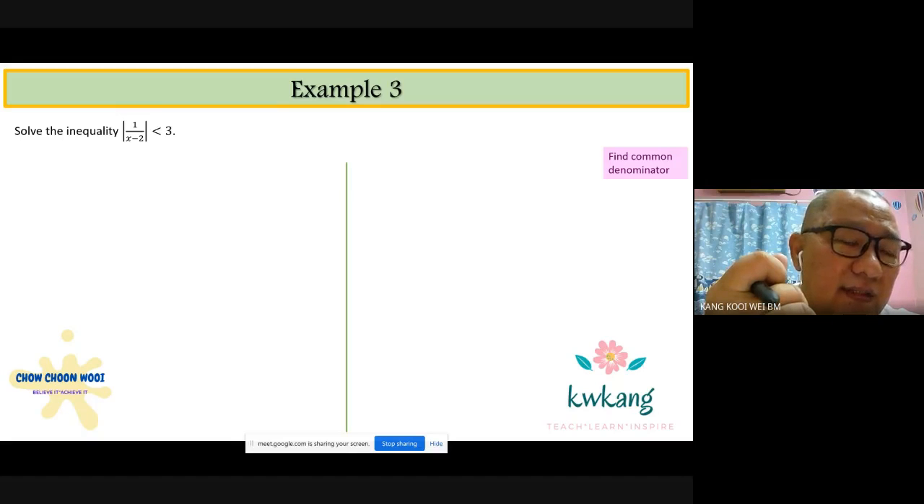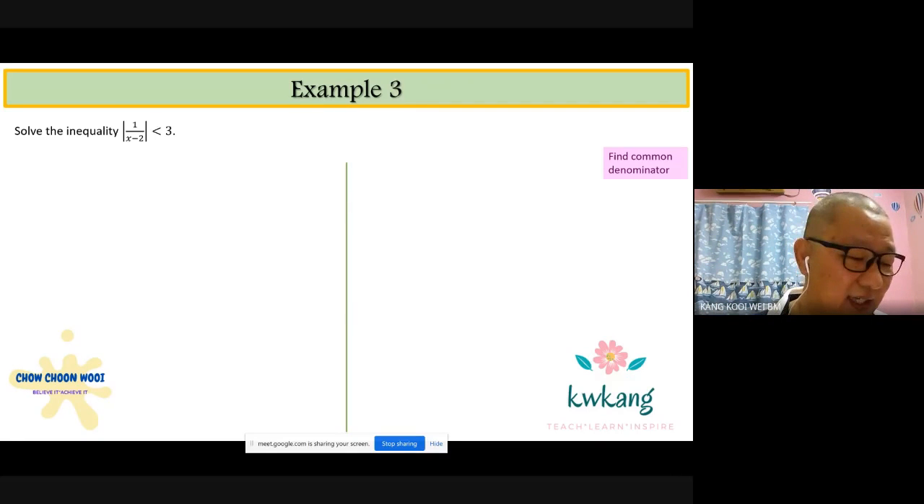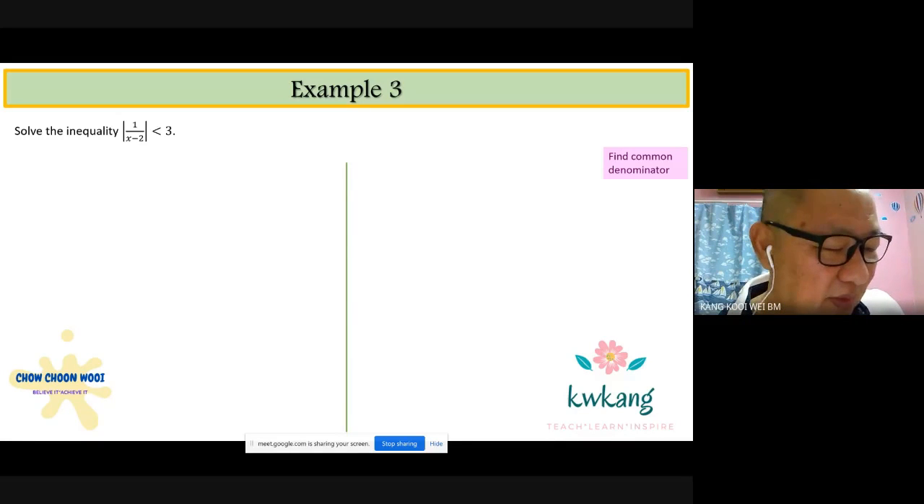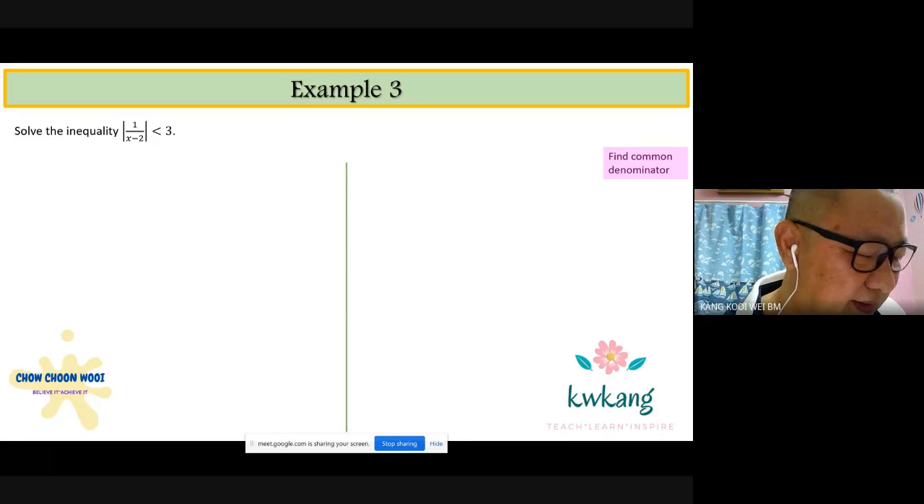Tengok kiri kanan, modulus tak? Kiri dan kanan modulus tak? Tak kan? Kalau tak, kita nak buat macam mana? Yang sebelum ini. Ya, basic. Very good. Kita guna basic. Buang modulus. How to buang modulus? Betul? How to buang modulus? Rumus apa? Ada berapa rumus semua untuk modulus? Ingat tak yang kita belajar hari Isnin tu?